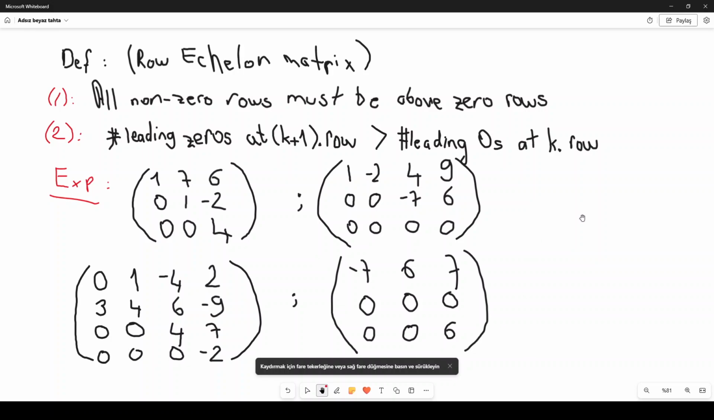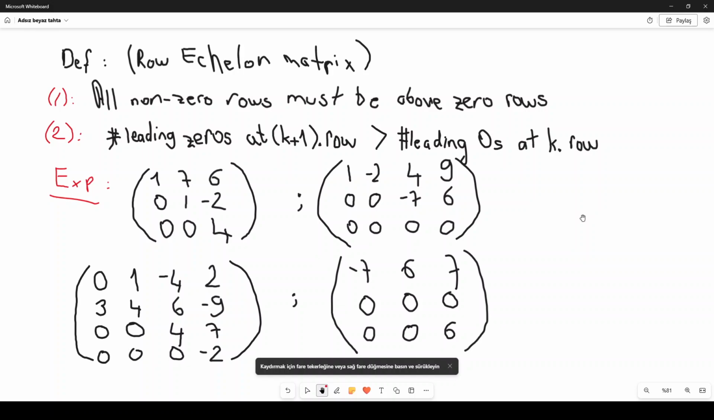Hello everyone! In this lecture, I will give you the definition of a row echelon matrix and mention what its importance is and the terminology related to it, and give some examples which are row echelon matrices and which are not. Following that, I will start to talk about the Gaussian elimination method, which is one of the most important methods that we use to solve a given system of linear equations, and also one of the key concepts in any linear algebra course.